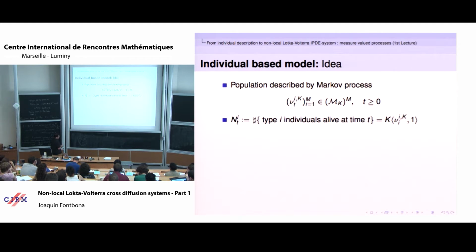So we will denote by N_i(t) the size of the population, the number of individuals of type i which are alive at time t. If you remember that each individual has a weight 1 over K, this is exactly K times the total mass of my measure ν_i^K at time t. Okay.